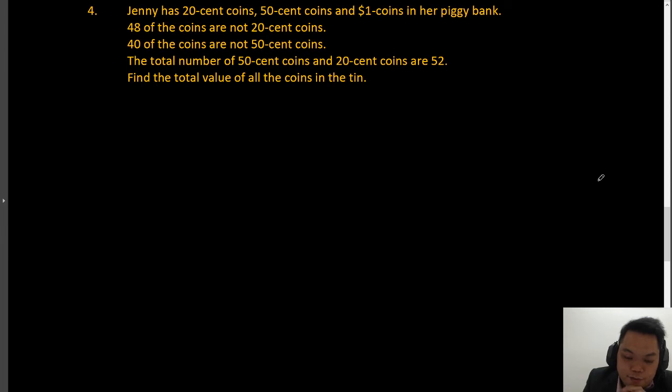Next one, number 4. Jenny has got 20-cent coins, 50-cent coins, and $1 coins in the piggy bank. 48 of the coins are not 20-cent coins. 40 of the coins are not 50-cent coins. The total number of 50-cent coins and 20-cent coins are 52. So you want to find the total value of all the coins inside the bin.